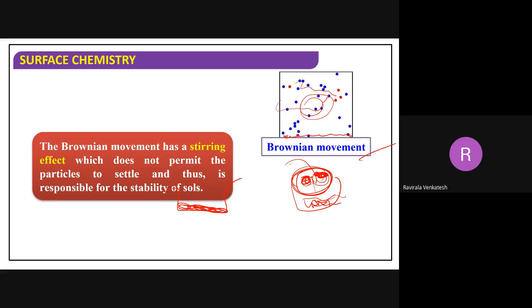If this motion is not there, they can settle down and they will give suspensions. Then the colloids would convert into suspensions. So why are they not converting into suspensions? What is the reason? Because of Brownian motion. Colloidal particles are stable. They don't get any precipitation.